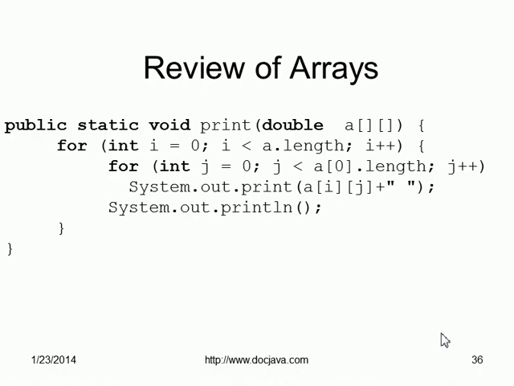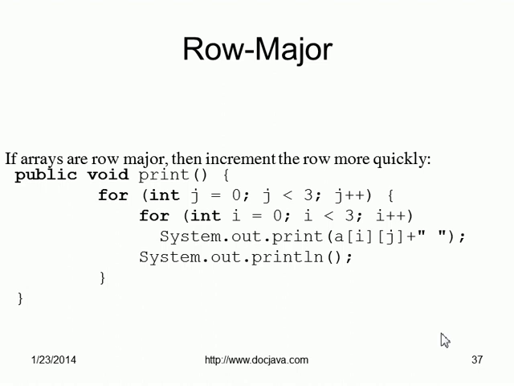Didn't that search the whole column and then move over a row? Yeah, this goes across all the J's and then goes to the next I. So it's column major. That's the way this was written. If it was row major, then it would go across all the rows and then go to the next column. So this is written in row major form.